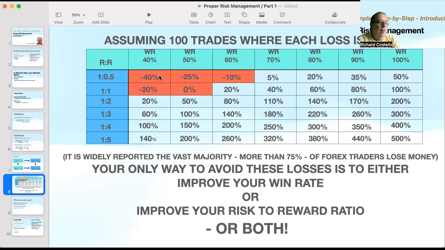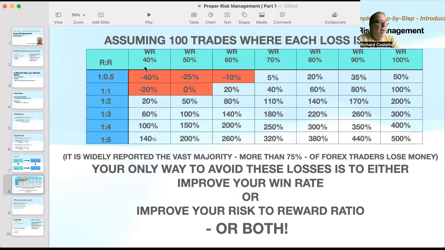Okay, so here we're assuming 100 trades, and what we're saying is we're assuming that each trade has a loss of minus 1%. Where you lose a trade, you're going to lose 1%. Just move that out of the way.